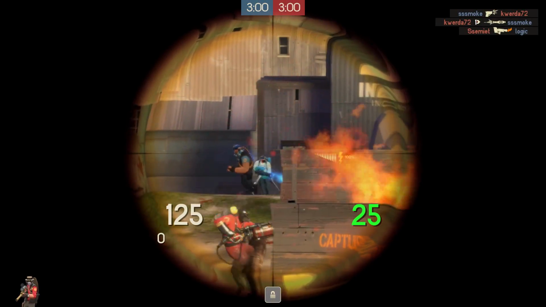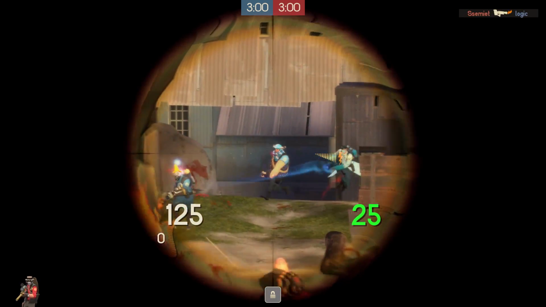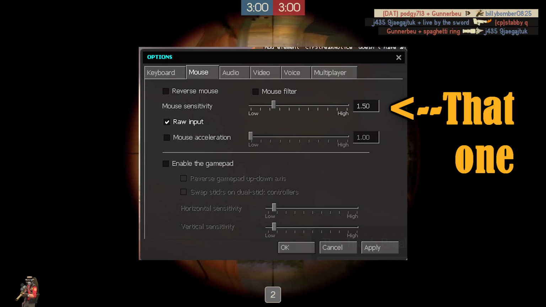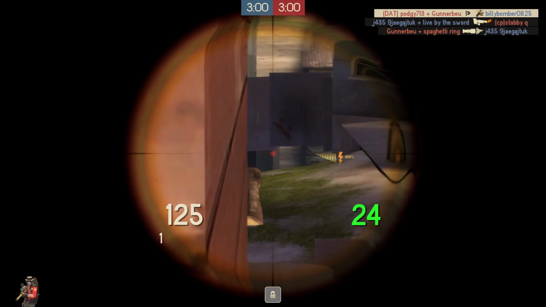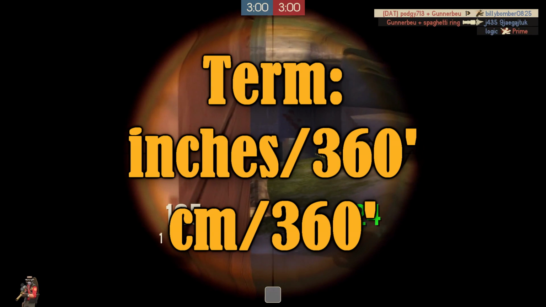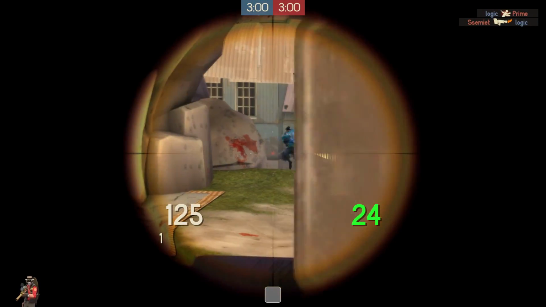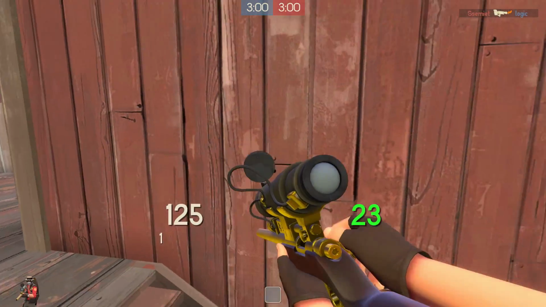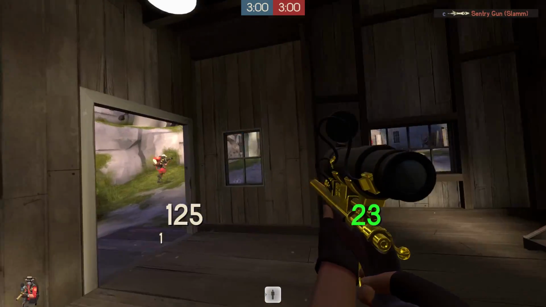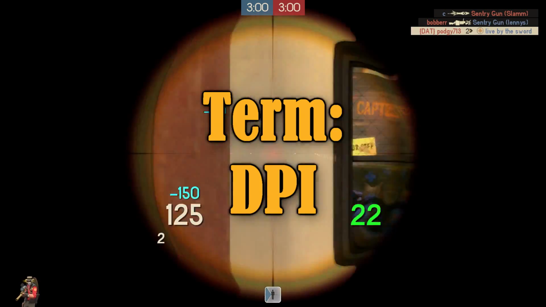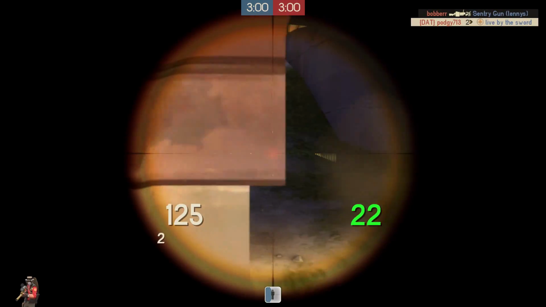Normally, when talking about sensitivity, it spans more than just that in-game bar in your options that says sensitivity. When people talk about it, they're talking in terms of inches per 360 degrees or centimeters per 360. And this is basically the degrees your character model rotates for each inch you move your mouse. And this is calculated based on your mouse DPI and then your in-game sensitivity.